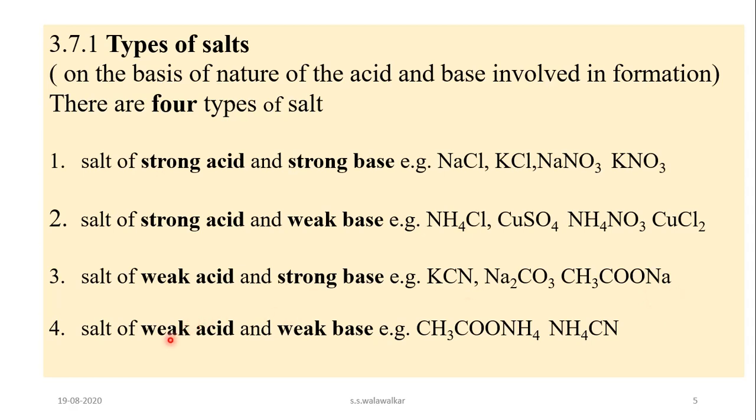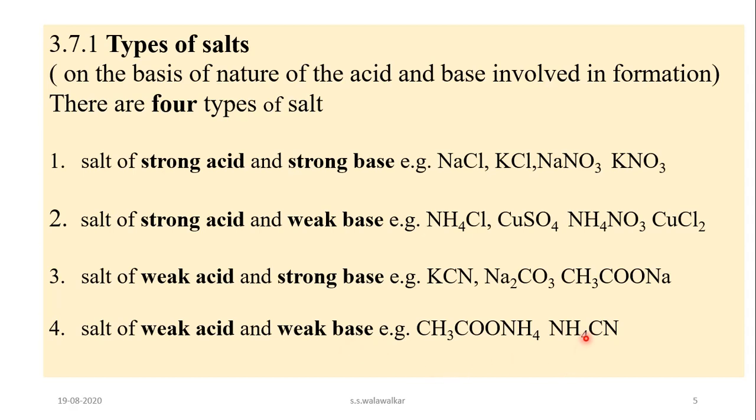Then fourth type of a salt, that is salt of weak acid and weak base. Both are weak. Acid is also weak and base is also weak. When such a acid and base reacts, then they form a salt type of weak acid and weak base. For example, ammonium acetate. Ammonium hydroxide is a weak base and acetic acid is a weak acid. So salt which is formed from acetic acid and ammonium hydroxide is an example of weak acid and weak base.